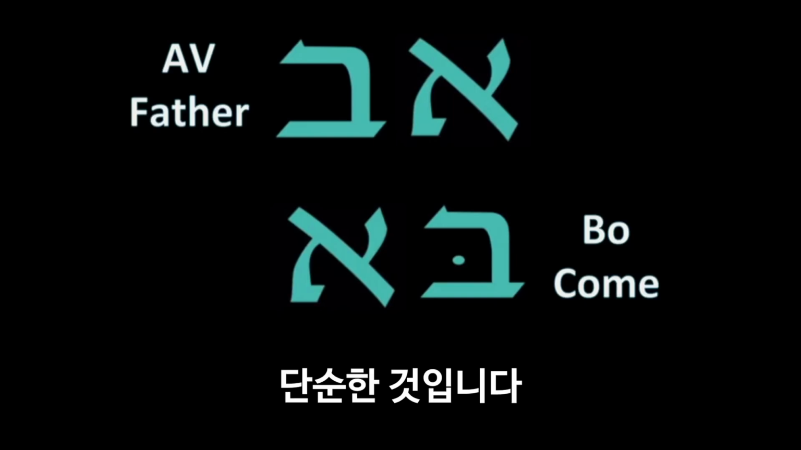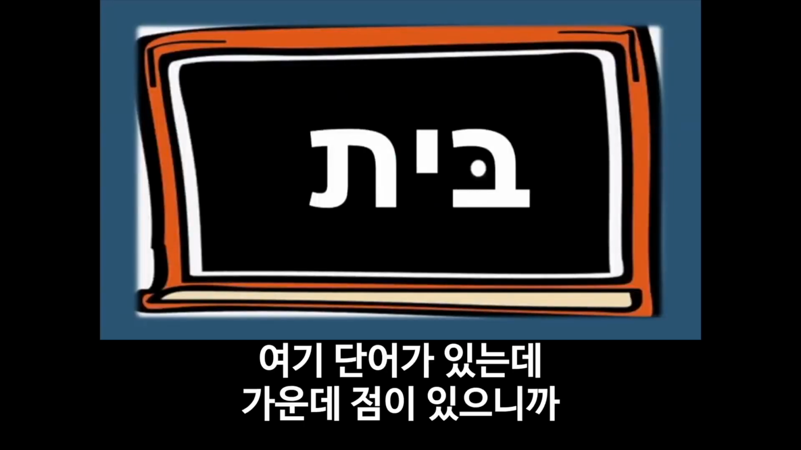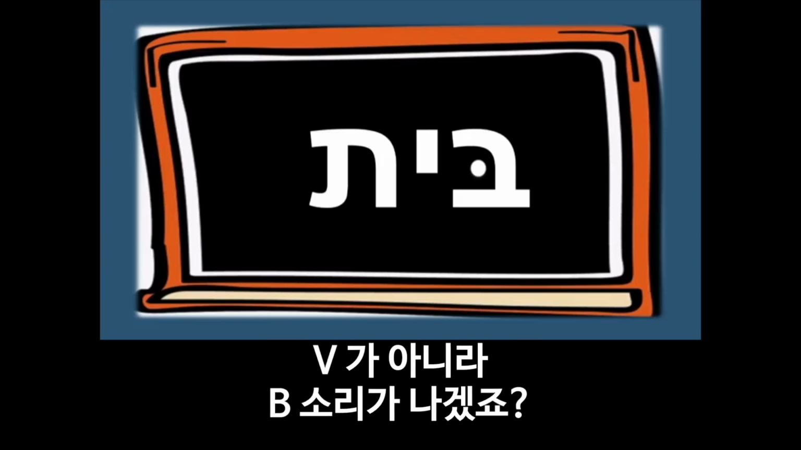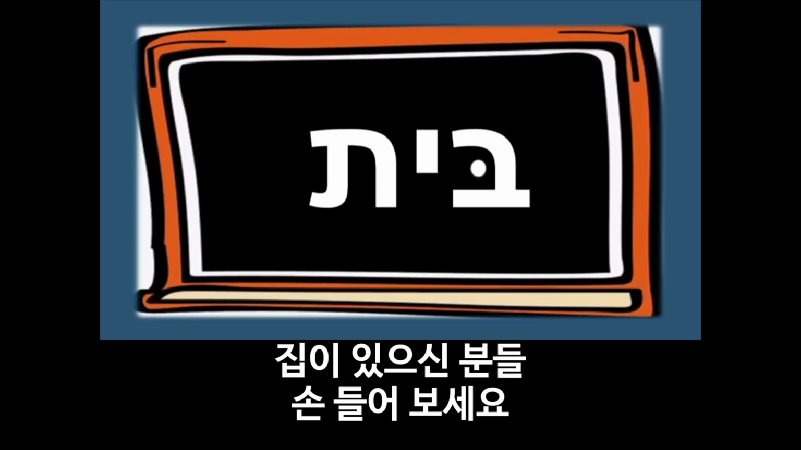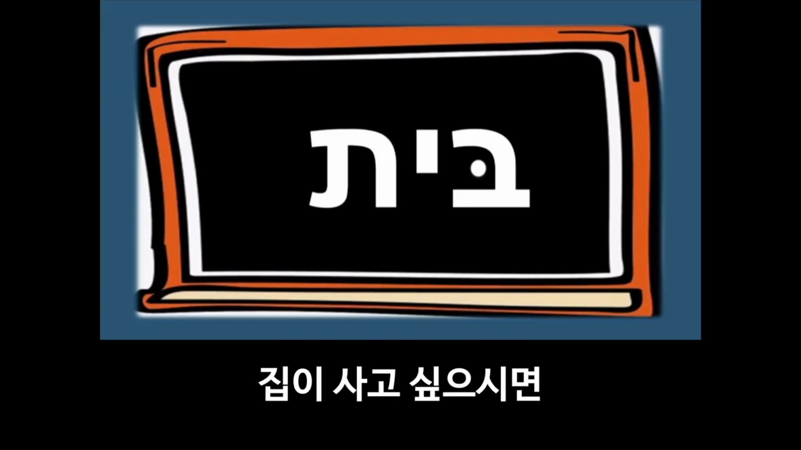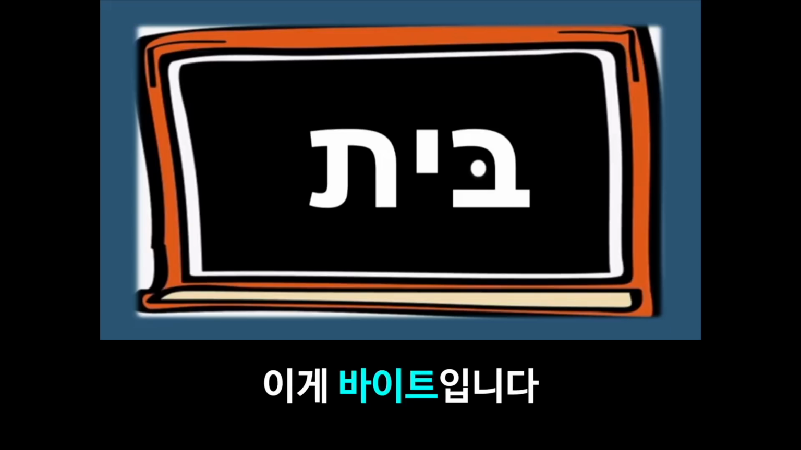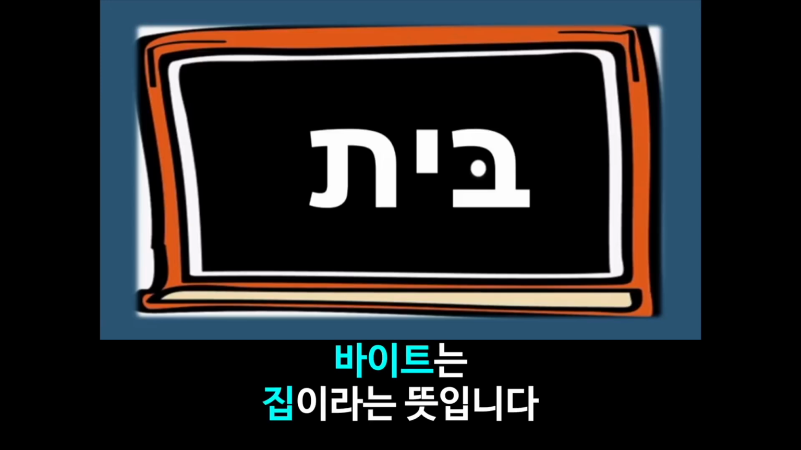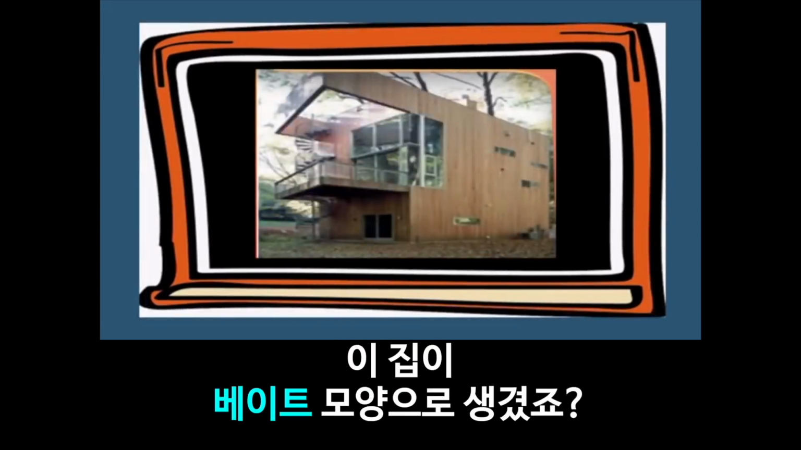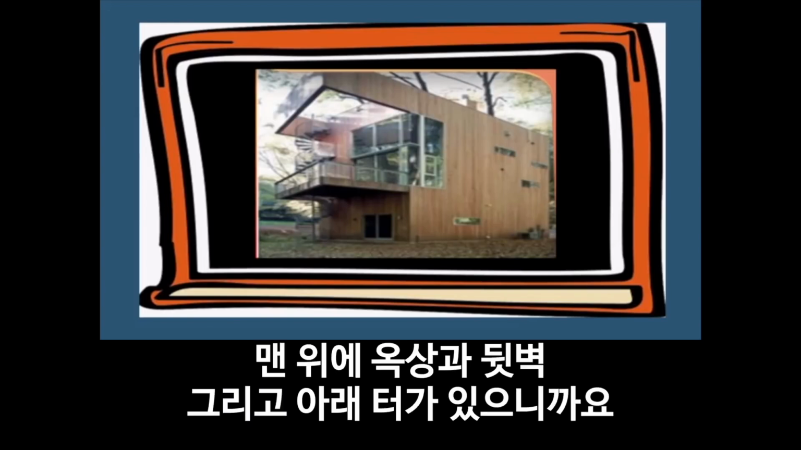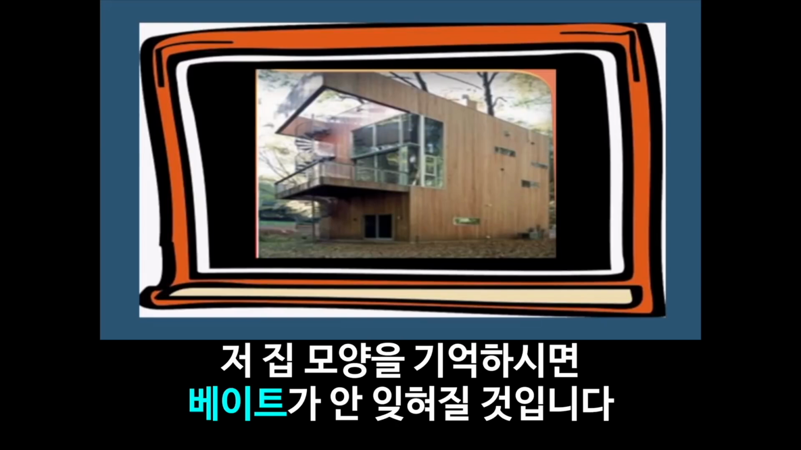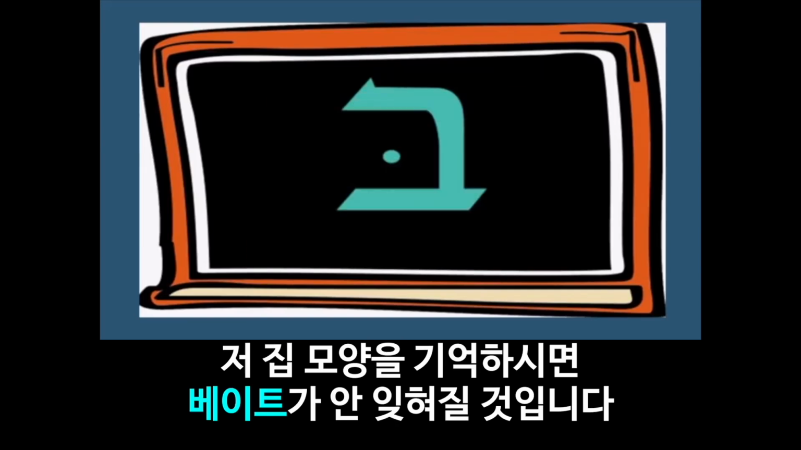That's simple. Now, here is the word. Now we see bet. This is the ball in the middle. It's the B, not the V. How many of you own a house? Or if you want to buy a house, if you owned a house, your spouse says, what? Buy it, right? That's how you pronounce this, bayit. Bayit means house, all right? And if you'll notice, the house is in the shape of a bet. It has a top, a roof, a back wall, and a bottom. So when you think of a house, that will help you remember the letter bet.